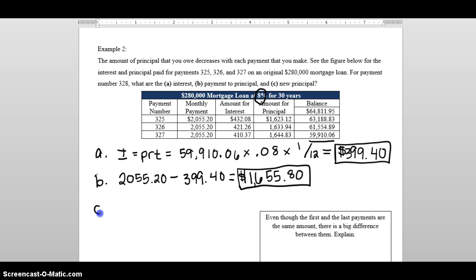The final step is to find our new principal. So we're going to take our previous balance, which is again $59,910.06. We're going to subtract our payment to principal. And this gives us a new balance of $58,254.26.